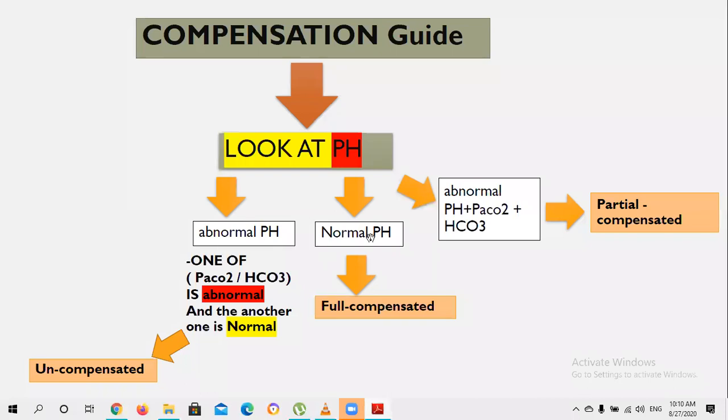But when the pH is normal, despite the result of carbon dioxide and bicarbonate, you're going to say it's fully compensated. The pH is normal, so full compensated. But when all 3 components, pH, carbon dioxide and bicarbonate, are all abnormal, you're going to say it's partially compensated. These are the 3 cases of compensation. Partial compensation: all of them are abnormal. Full compensation: pH is normal. Uncompensated: 2 results, the pH and one of the others, are abnormal, and the other is normal.